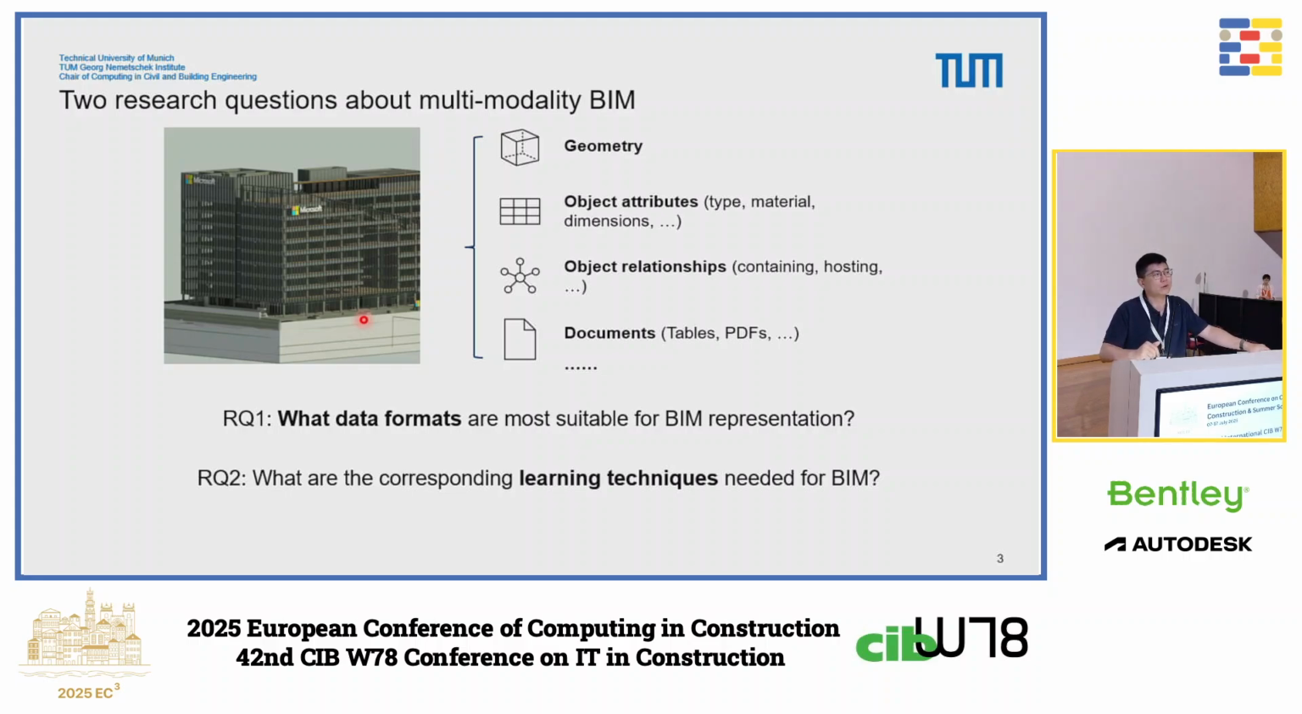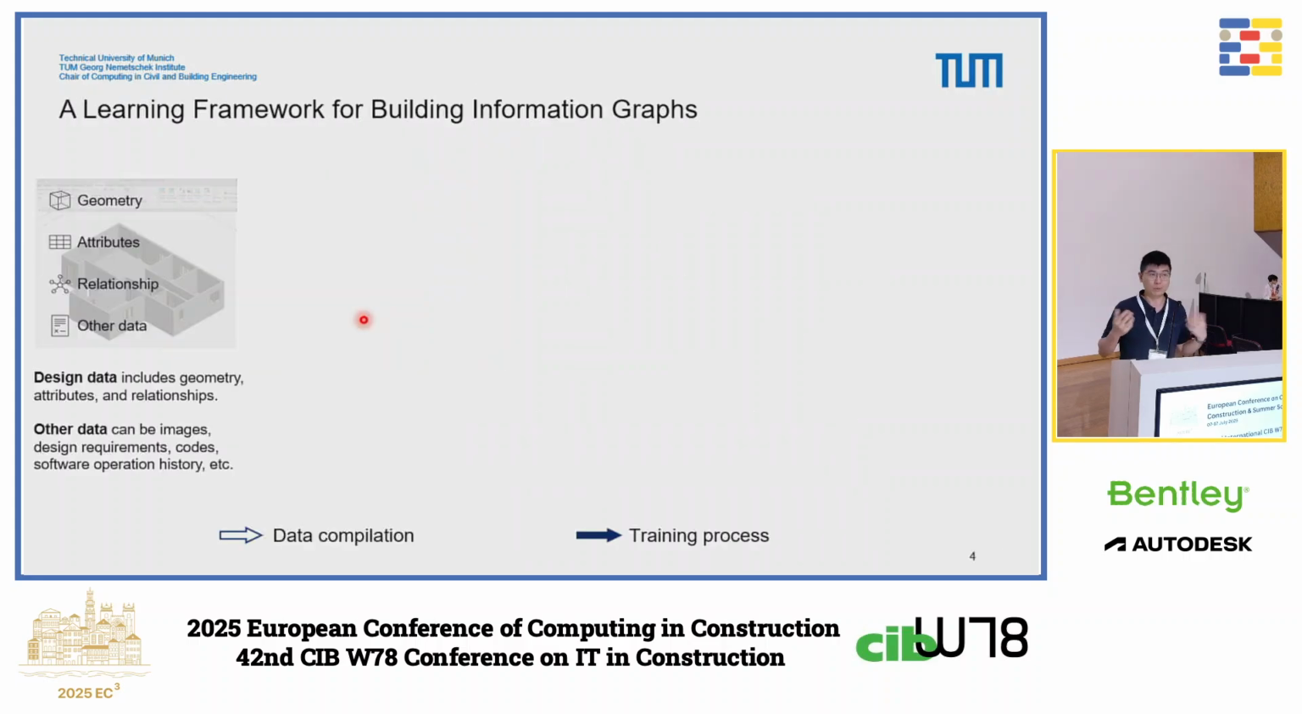So the first question we ask ourselves is, what kind of data format can really leverage or integrate and represent those multimodality data of BIM? And if we can find the data format, just like the matrix for images, what kind of following techniques do we need to process this data? So we propose a framework. Here we adopt graphs. We call it building information graphs.